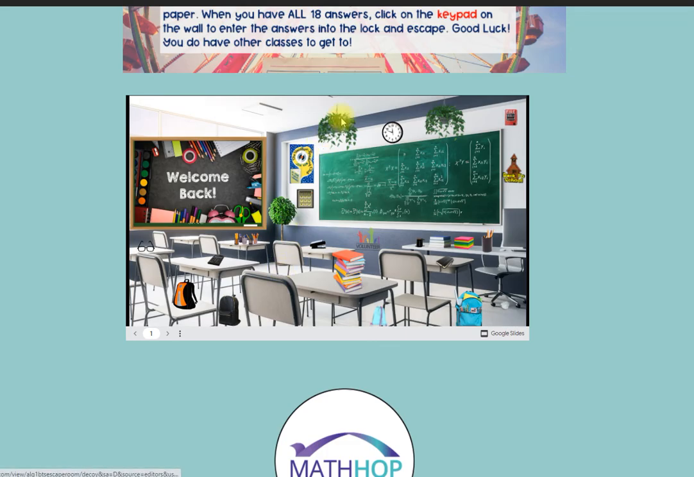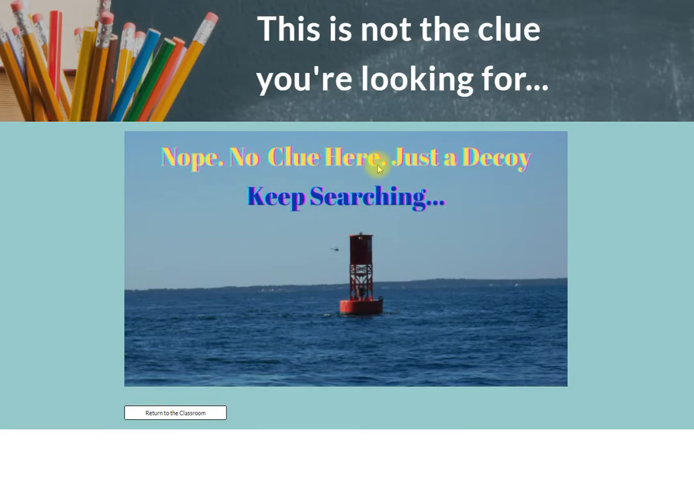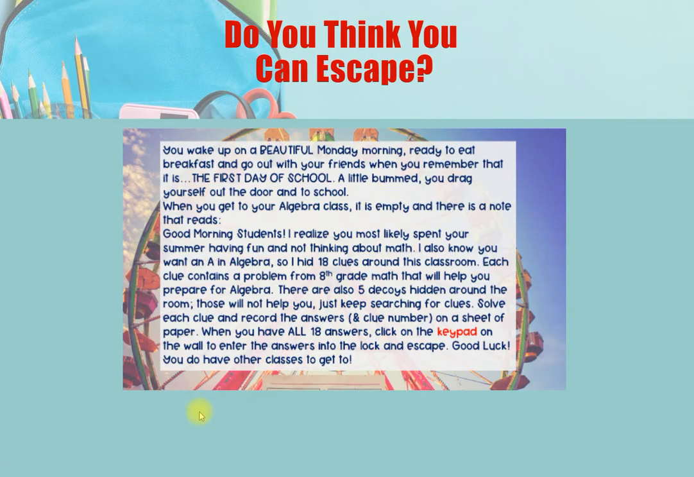Now, there are 5 decoys, so not everything is helpful. Occasionally, they'll come to a decoy. It'll just say, nope, no clue here. It's just meant to simulate a real escape room where not every door you open is actually very helpful.